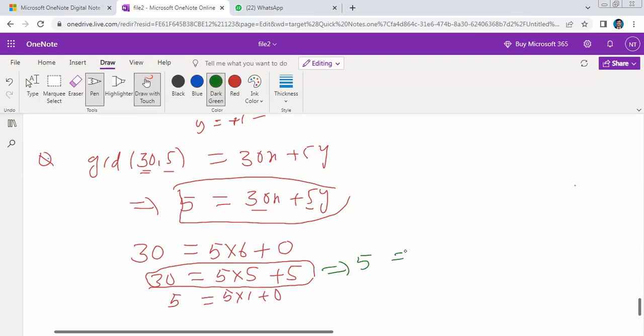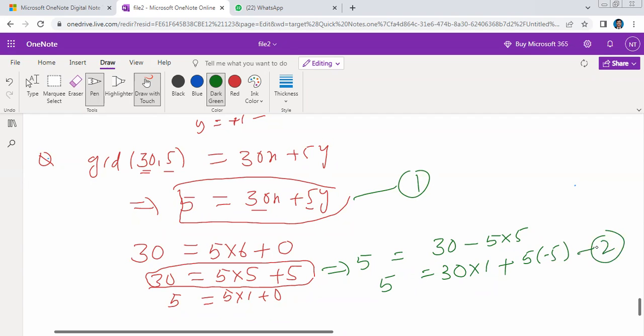5 is equal to 30 minus 5 times 5. I can write this as 30 times 1 plus 5 times minus 5. Okay. You observe here, 5 is equal to 30 times 1 plus 5 times minus 5. My equation is the second equation. Now comparing this one, x is equal to 1, y is equal to -5. It is in the form of 30 times x plus 5 times y is equal to 5. Therefore, x is equal to 1, y is equal to -5.